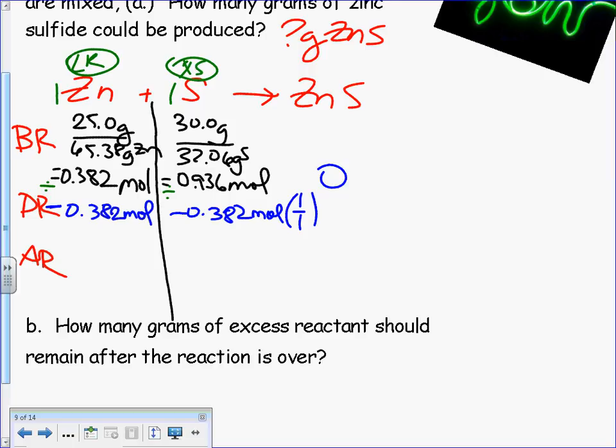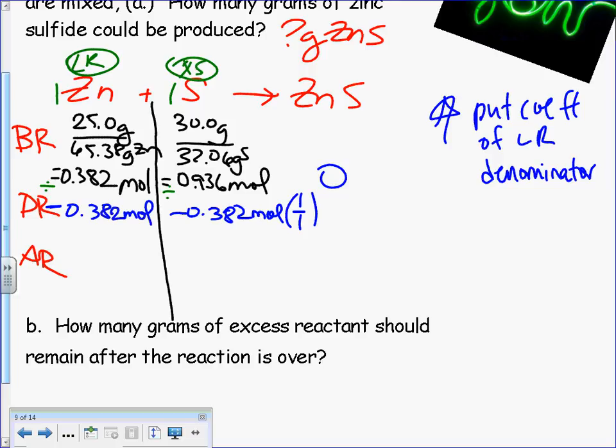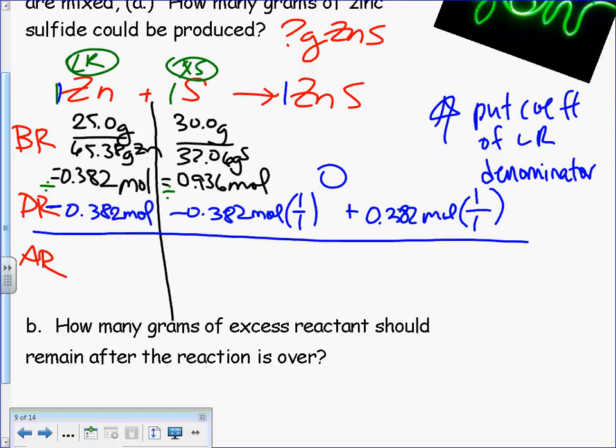So this one over this one. So you always put the coefficient of your LR on the denominator. This one you can't tell because they're both ones. So then over here, you're adding LR's amount, 0.382 moles, and a ratio of 1 over coefficient of LR 1. It's different, of course, if you have a bigger, badder problem. This one's easy.